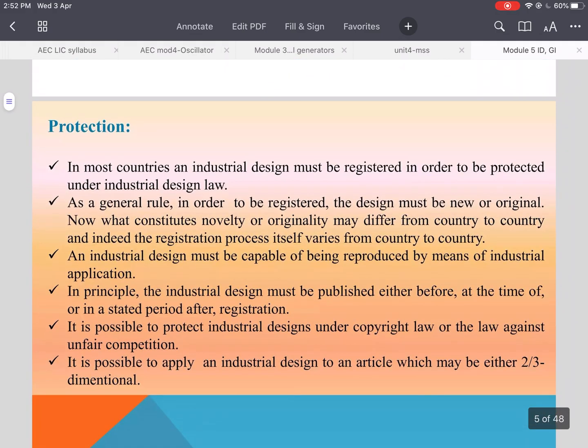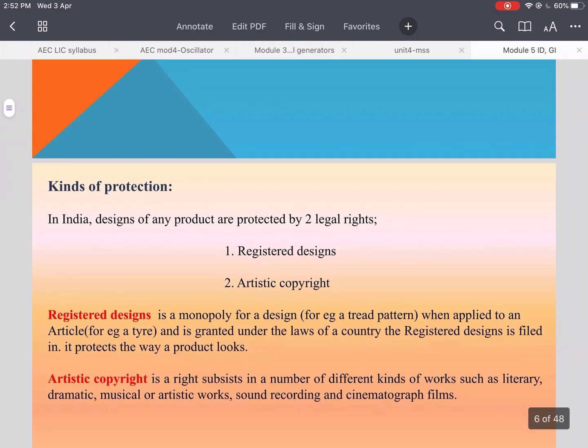In most countries, the industrial design must be registered in order to be protected. In order to be registered, the design must be new and original. It should contain novelty and originality, which might differ from country to country. It should be capable of being reproduced in the industry. The industrial design must not be published before the registration is done. It is also possible to protect the industrial design under copyright law.